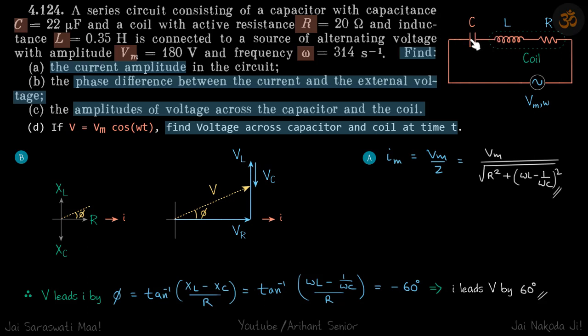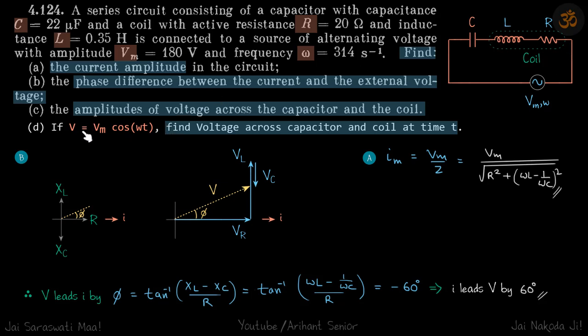We have a capacitor and a coil. So this resistance is the internal resistance of the coil. Maximum voltage amplitude is given, frequency is given. We need to find the current amplitude in the circuit, phase difference between current and external voltage, amplitudes of voltage across the capacitor and the coil. So when he says and the coil, we need to find the current amplitude across these 2 points.